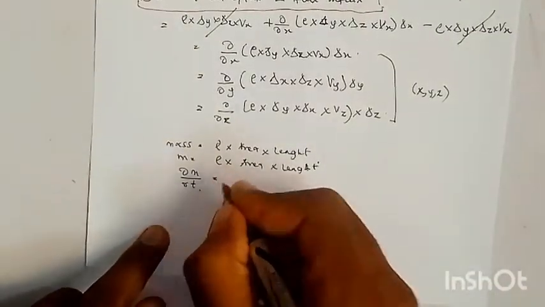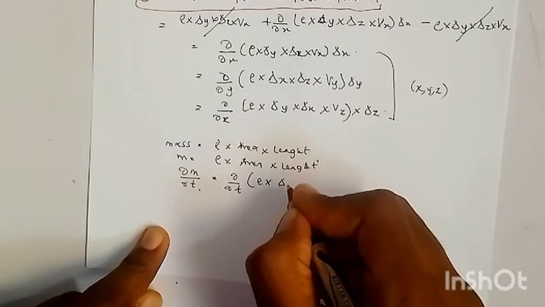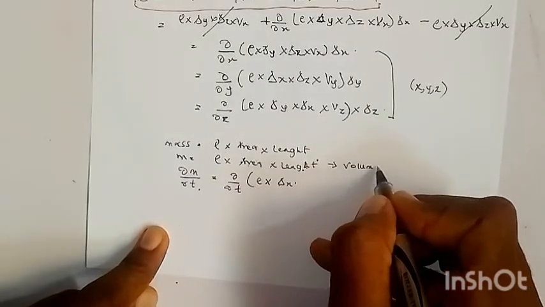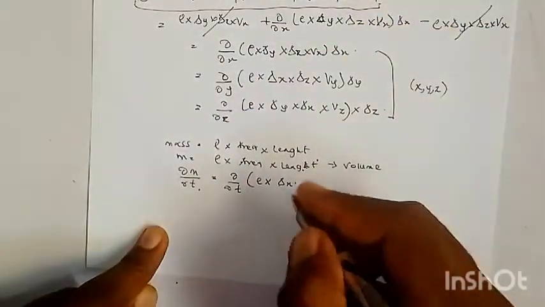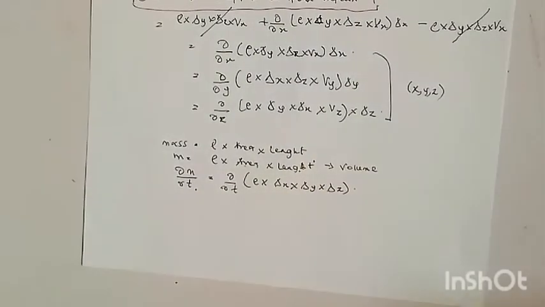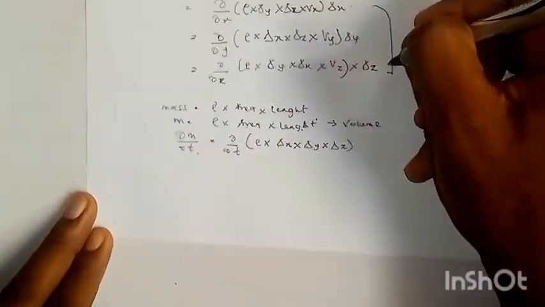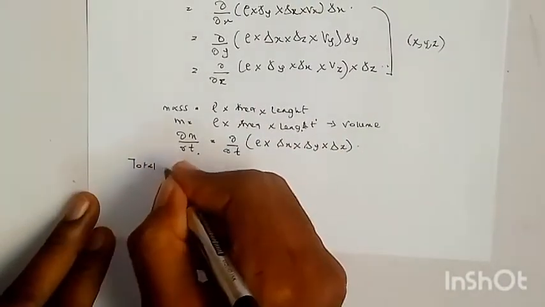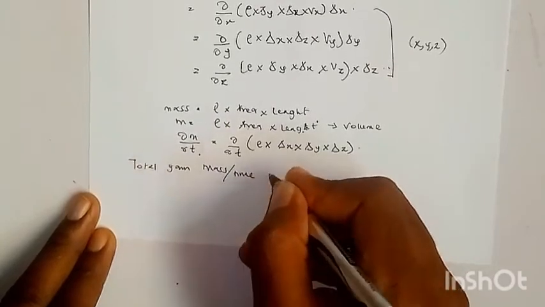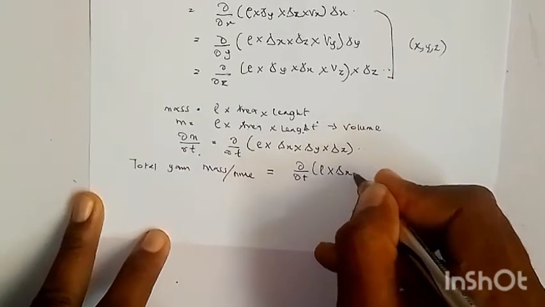So my gain in mass flow rate with respect to time, I can say d/dt times density times area times length, which is equal to volume, right? So the volume of the cuboid is what? Length times breadth times height. So now let me apply it. So the total gain in mass flow rate, total gain in mass per unit time, should be equal to d/dt times density times the volume.